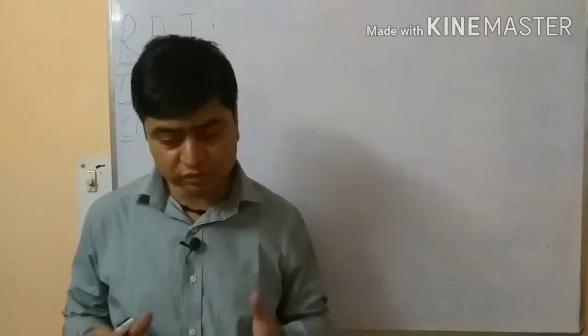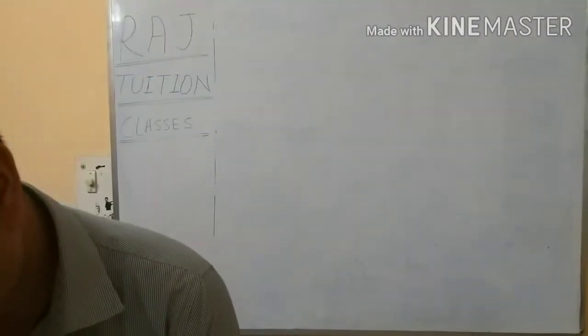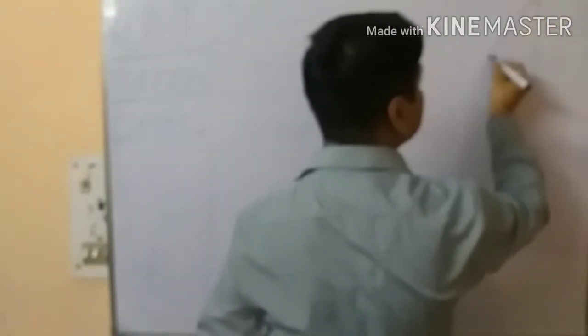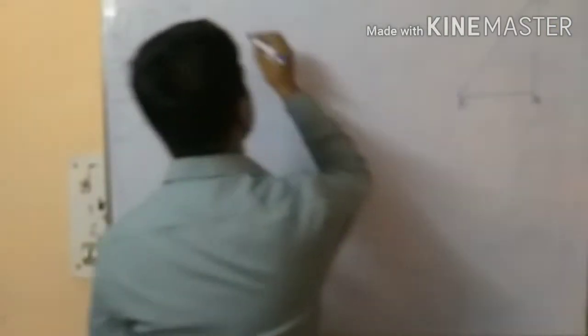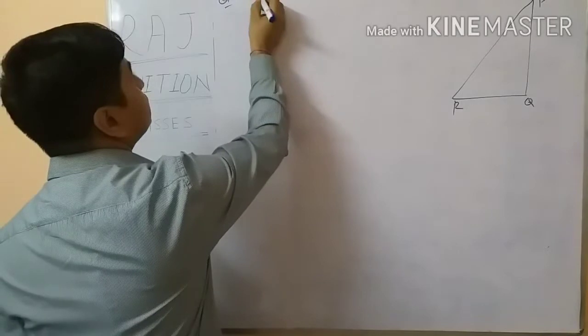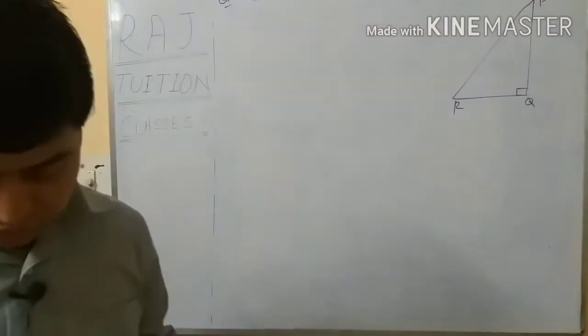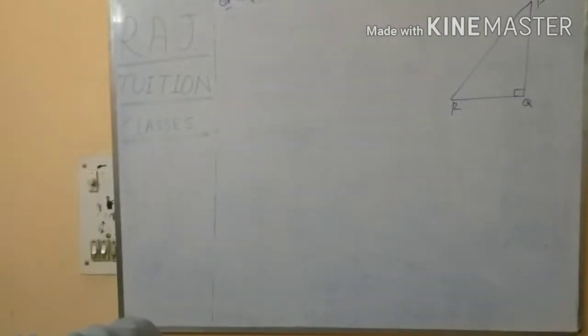Questions number 8 and 9 are exactly similar to previously discussed questions, and you can compute them very easily. So we are coming straight to question number 10. What is question number 10? PQR is given. There is a triangle PQR. This is a triangle PQR, right angled at Q.